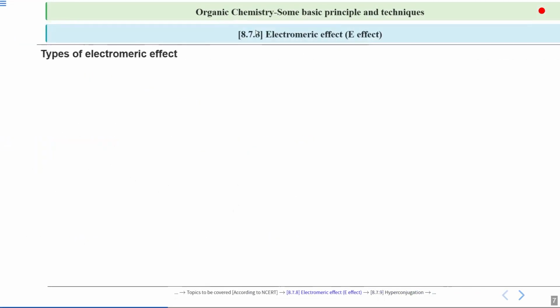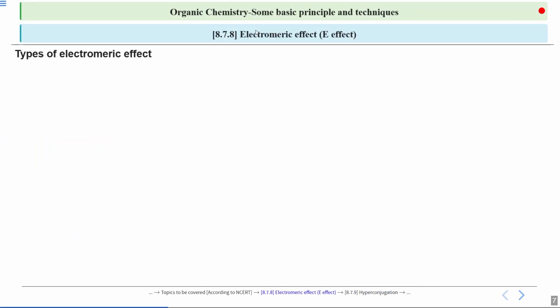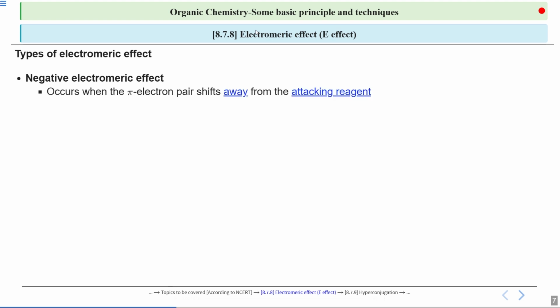Now moving on to the next type of electromeric effect, we have the negative electromeric effect. Here, the pi electron pair shifts away from the attacking reagent.